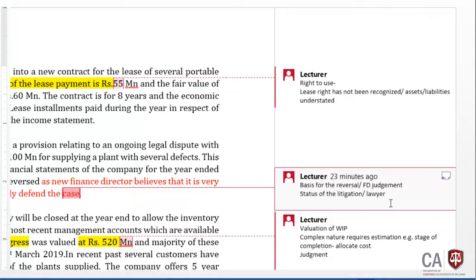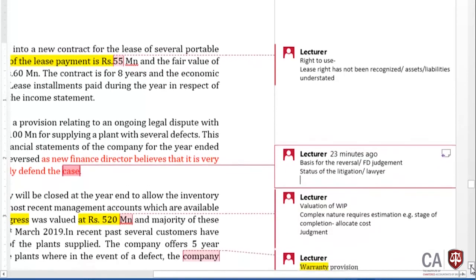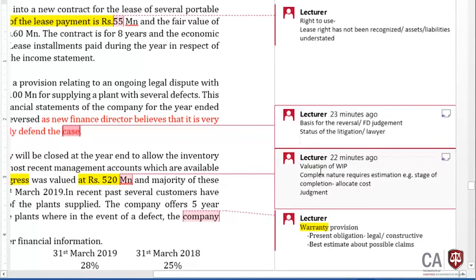Example, copy of the latest status of the litigation, board minutes, lawyers' letters, these are the answers, and do not forget to get a management representation, and then after the balance sheet date you can evaluate what has happened. Then how to audit this last item, one before last, work in progress. Now, this is a detailed item.